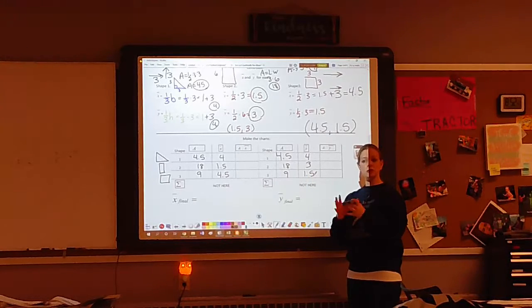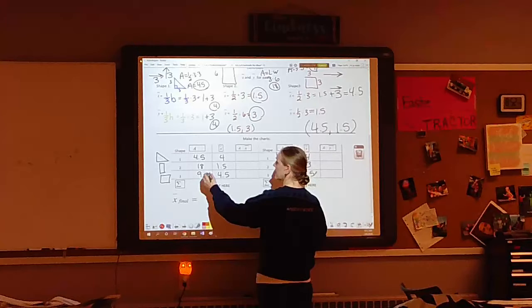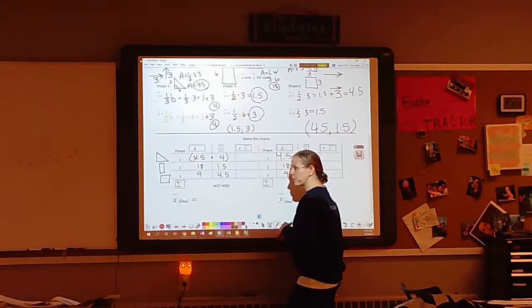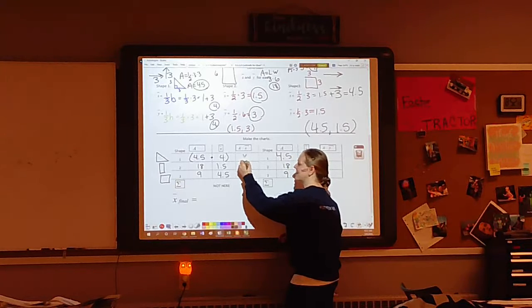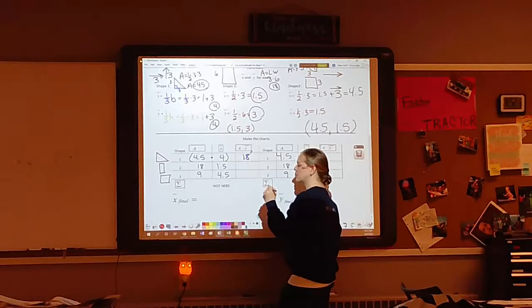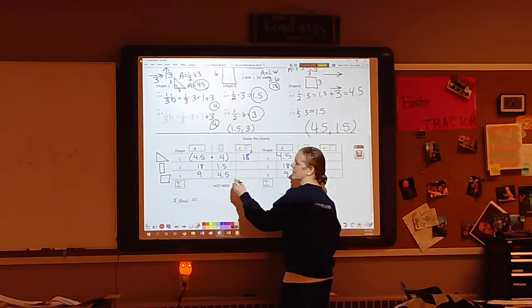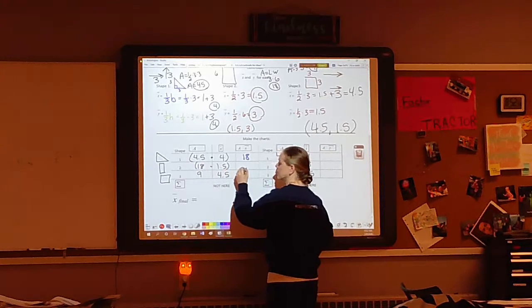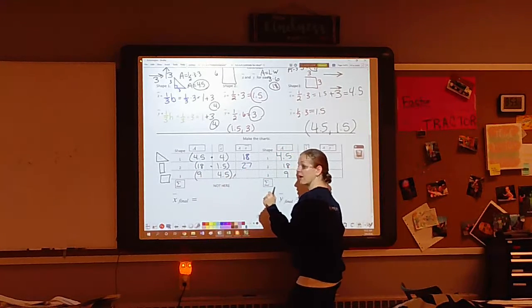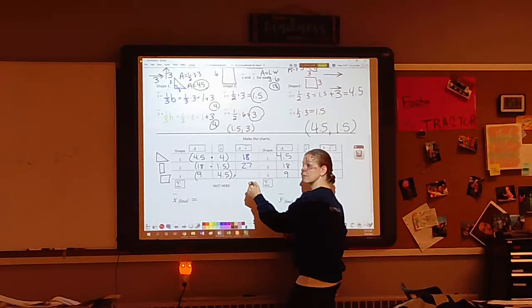Now what you're going to do is multiply those together. So multiply these together. What's 4 times 4.5? Good. And I'm going to change these to blue because I don't like black. Okay. What's 18 times 1.5? What's 9 times 4.5? Okay. What is it? 40.5. Perfect.